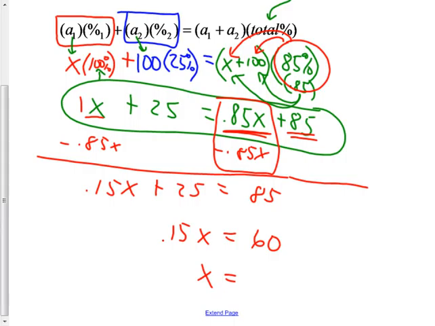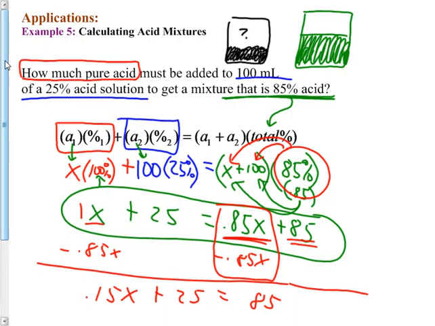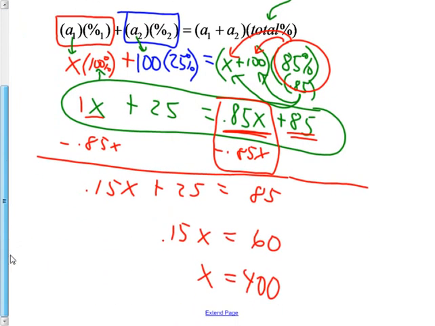Okay, so did you divide 60 divided by 0.15? 400. Thank you. And does that make sense in the context of the problem? Do you think if you added 400 milliliters, that's a fair amount of pure acid, to this weak acid, that it would end up being 85% acid? Does that make sense to you? Yeah, that seems reasonable to me. You could be off a little bit, but at least it's not way, way off. So 400 seems like a reasonable answer. There we go. So it's 400 milliliters.